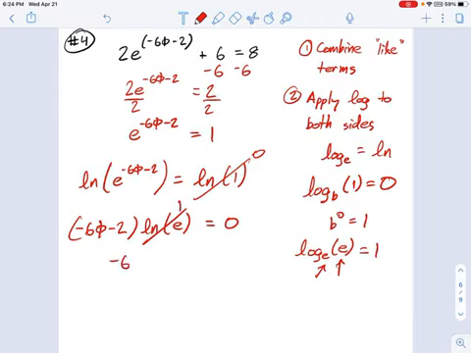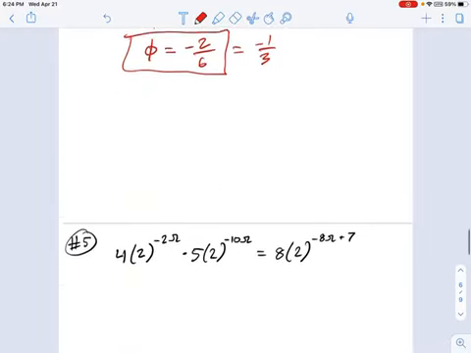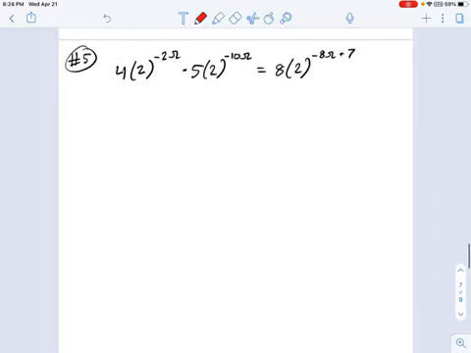So you have negative 6 phi minus 2 equals 0, which means negative 6 phi, the rest solves itself, right? Negative 6 phi equals 2, and that means phi equals negative 2 over 6, which you know is just negative 1/3. Whether or not you write that last part, it's not really necessary. This is your solution.